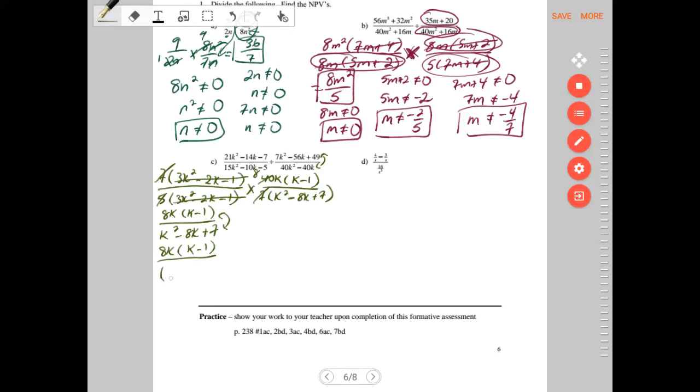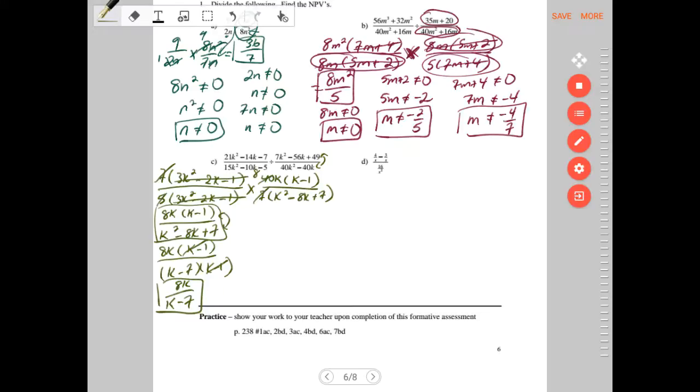Okay, and that is k minus 7, k minus 1. Okay, because k times k is k squared. Minus 1k minus 7k gives me minus 8k's. Negative 7 times negative 1 is positive 7. And now if you notice the k minus 1's cancel, and I'm left with 8k over k minus 7. So again, for you guys, this would be an acceptable answer. Okay, but if you remember how to factor trinomials, then you could actually bring it down to this guy.